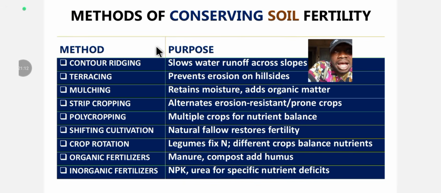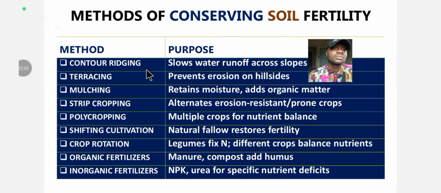Let's now understand the methods by which we can conserve the nutrients found in the soil, the methods of conserving soil fertility, ensuring that we have a fertile soil. On the left side of the table we have the methods, while on the right side we have the purpose for that particular method. First of all, let's list all the methods. We have contour ridging, terracing, mulching, strip cropping, polycropping, shifting cultivation, crop rotation, organic fertilizer usage, and inorganic fertilizer usage. Now let's take them one after the other.